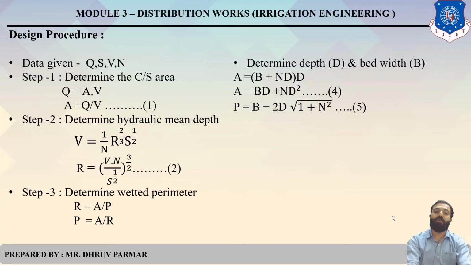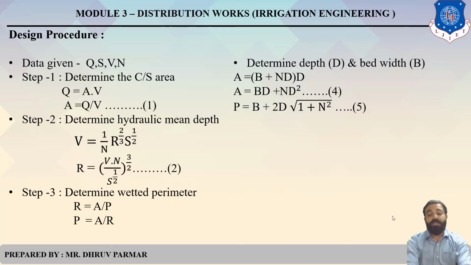What is the next step? Determine the hydraulic mean depth. The formula depends on which type of constant is given. If Manning's constant is given, you can choose Manning's formula. But if Chezy's constant is given, you can choose the formula on the basis of Chezy's. In this procedure, Manning's constant is given, so we can choose Manning's formula.